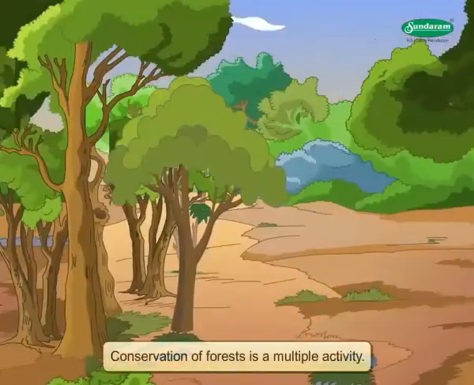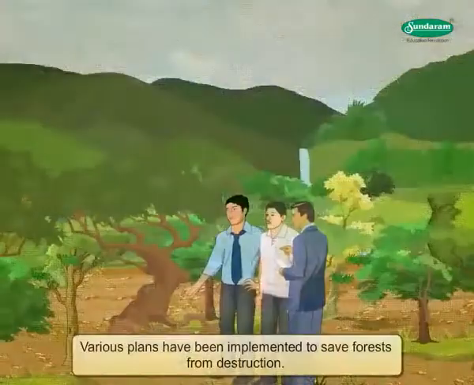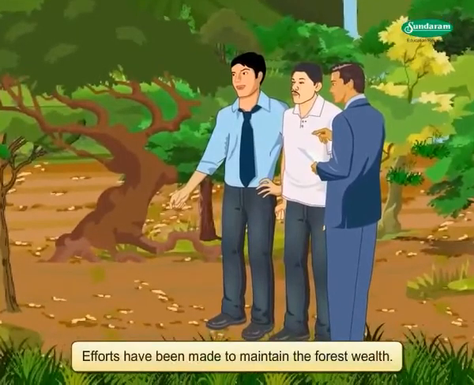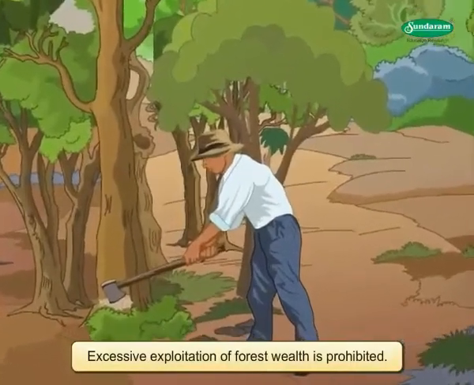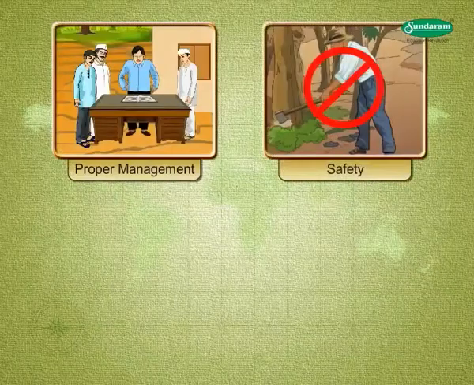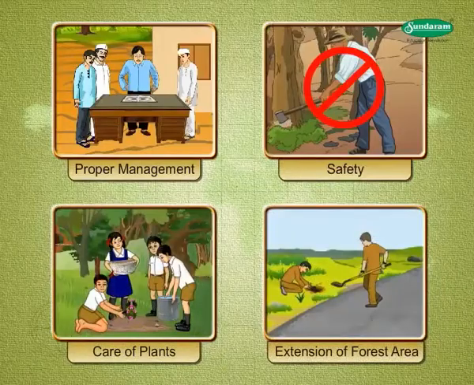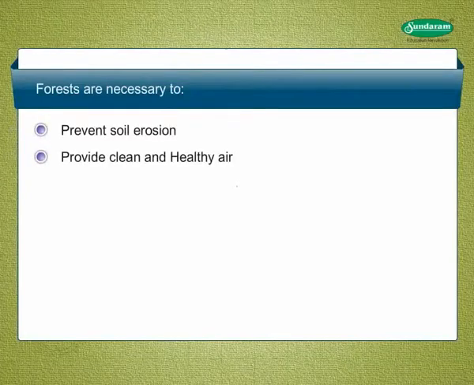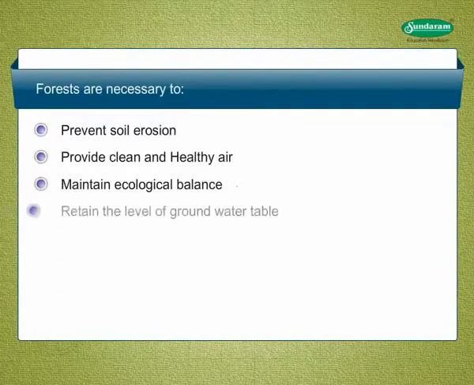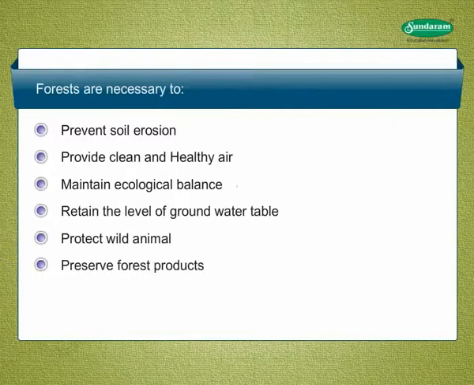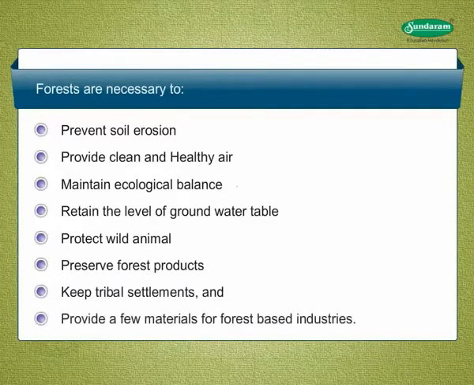Conservation of forests. Conservation of forests is a multiple activity. Various plans have been implemented to save forests from destruction. Efforts have been made to maintain the forest wealth. Excessive exploitation of forest wealth is prohibited. Forest conservation plan includes proper management, safety, care of plants, and extension of forest area. Forests are necessary to prevent soil erosion, provide clean and healthy air, maintain ecological balance, retain the level of groundwater table, protect wild animals, preserve forest products, keep tribal settlements, and provide a few materials for forest-based industries.